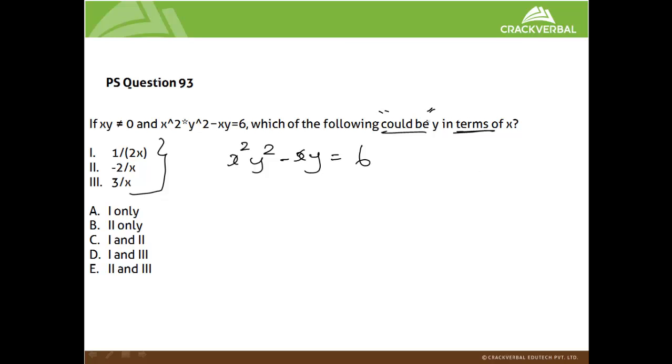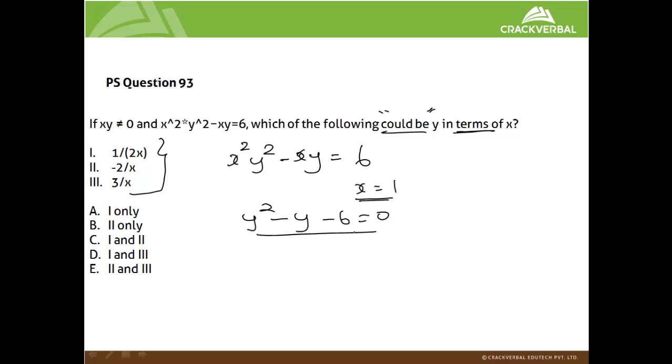The question is asking what is the value of y in terms of x. So x is in the statements, so let's plug in for x and assume x value as 1, because it will be easier for finding the roots here, since we can see a quadratic equation. So if we substitute x as 1, we'll get y square minus y. Let's bring the 6 to the left hand side. Minus 6 is equal to 0. So y square minus y minus 6 is equal to 0.